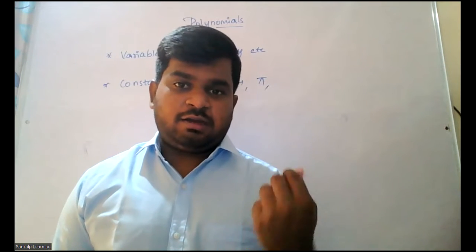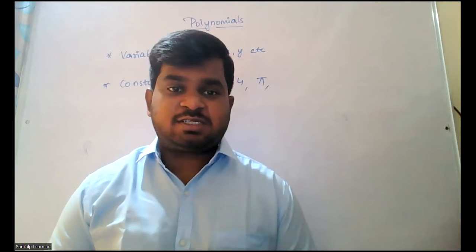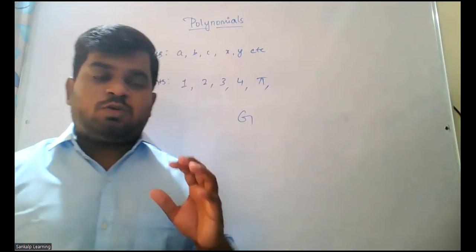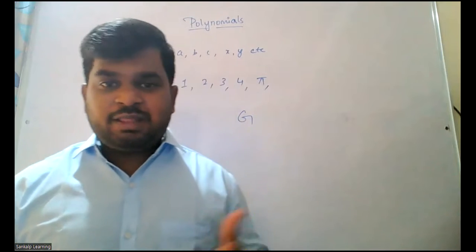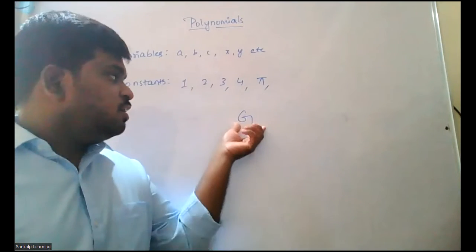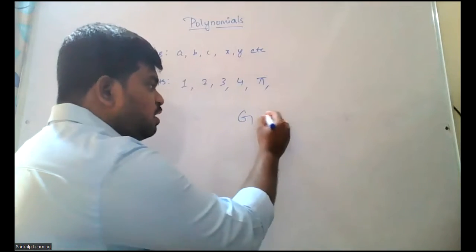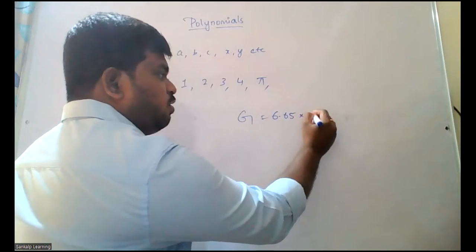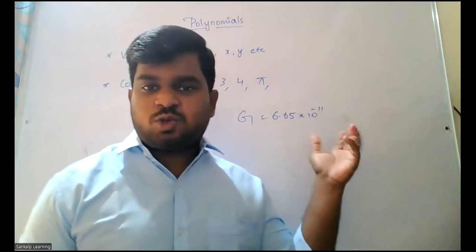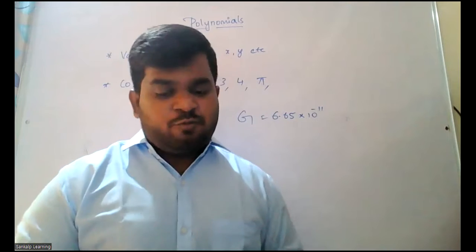Or you would have learned in 9th standard, in the gravitation chapter, the gravitational constant, capital G. So do not think that only the alphabets are constants. Any symbol whose value is fixed. Capital G, its value is fixed, right? Gravitational constant, 6.65 into 10 to the power of minus 11, if I'm not wrong. So this is also a constant. If its value is fixed, we call it a constant. Otherwise, we call it a variable.